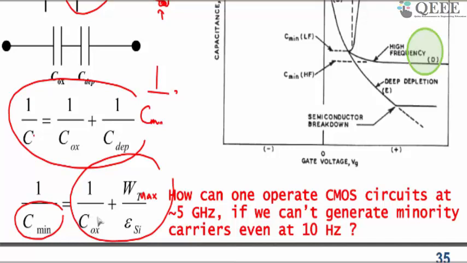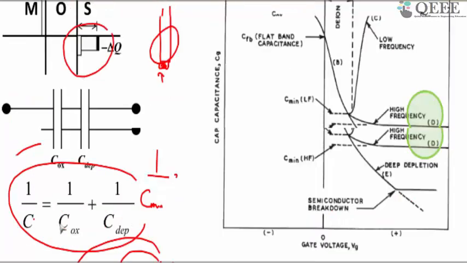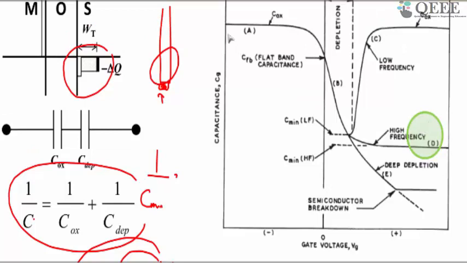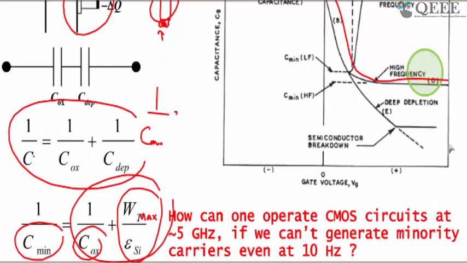So there are two capacitances in series: one is the Cox, and the other is the minimum value of the depletion capacitance. Since this is a minimum quantity, it pulls down the gate capacitance, and the gate capacitance reaches a minimum. For any high frequency signal, if your AC frequency is very high, this is the characteristic you are going to get. It comes something like this and like this. Is that clear?